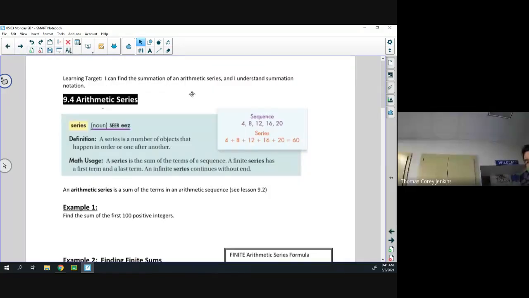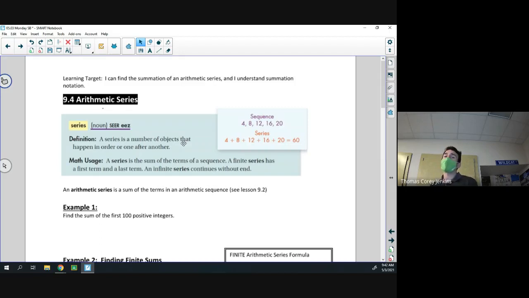All right, so this will be our second to last lesson of chapter 9, and like I told you guys before, we'll probably stay with that slower pace. So I'll give you a chance to work on this tomorrow in class, ask questions, etc. And so this is about arithmetic series. Our first lesson was about arithmetic sequences.